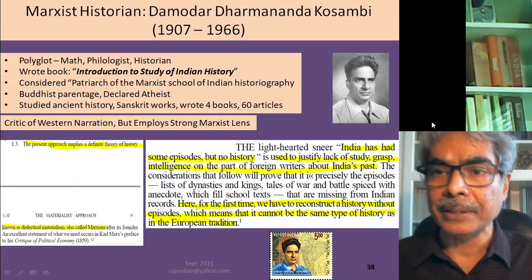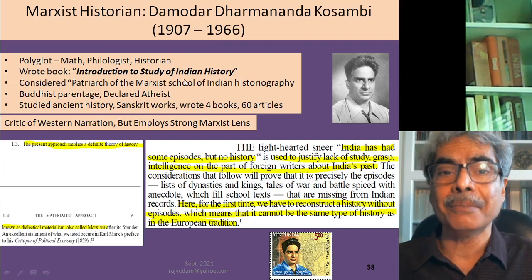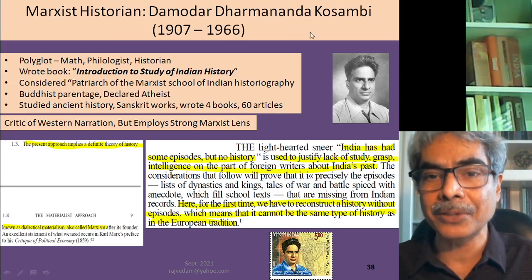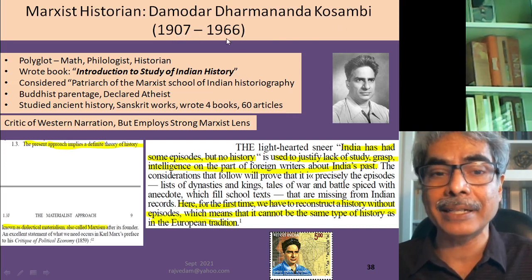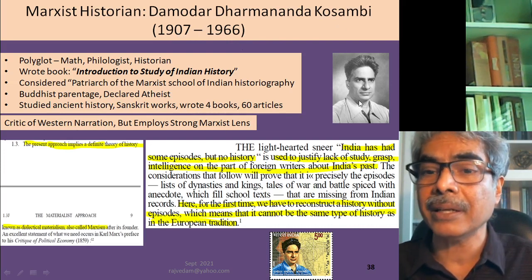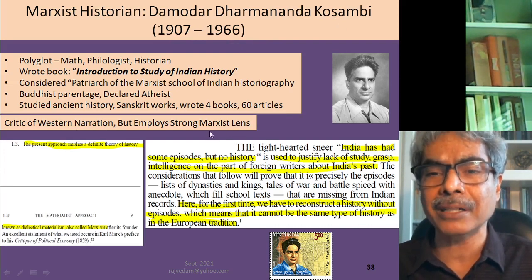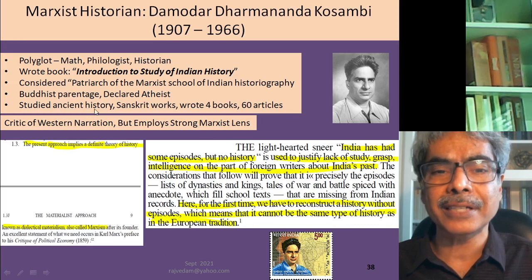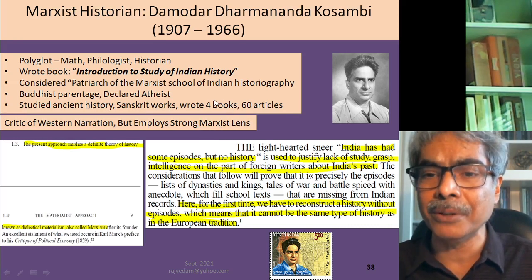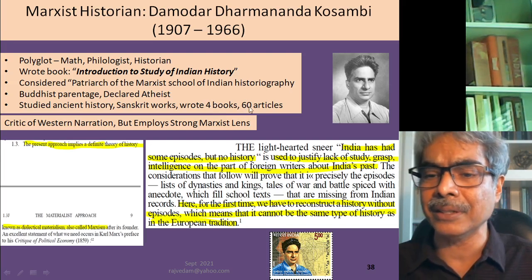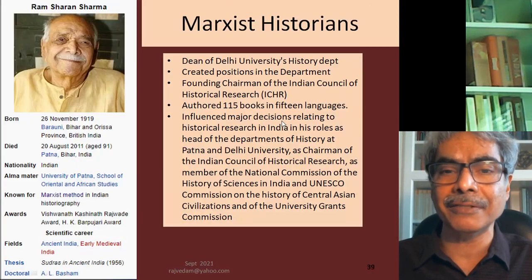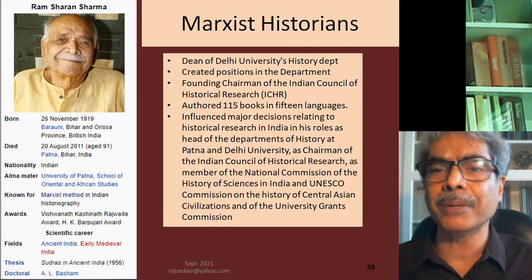So in India, the father of Marxist historiography is Kosambi, D.D. Kosambi, who lived from 1907 to 1966. He was a critic of Western narration, but he employed a very strong Marxist lens. So he studied ancient history, Sanskrit works, very intelligent man. He wrote 4 books and 60 articles on laying the foundation of Marxist historiography itself in India. And he was followed by a lot of people.